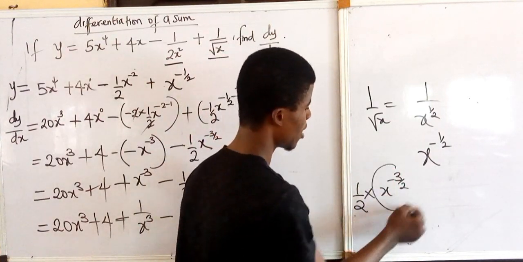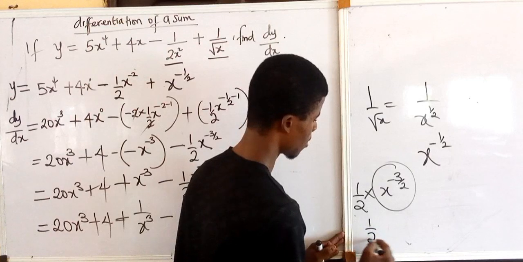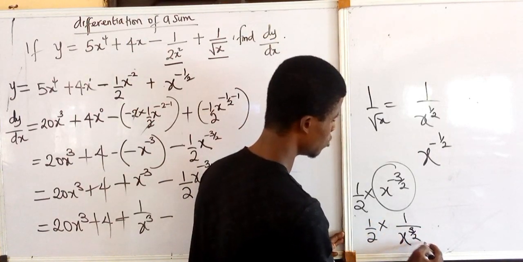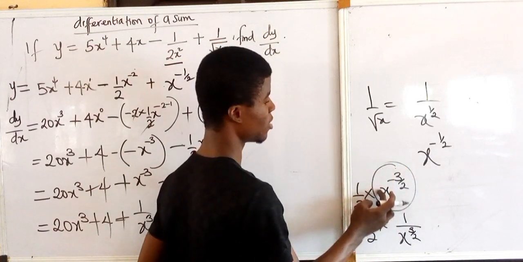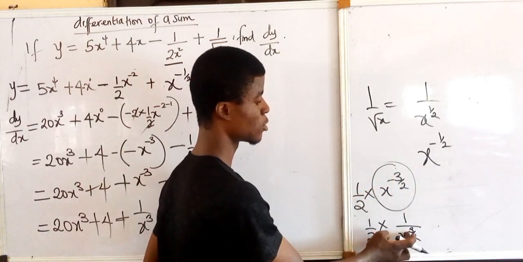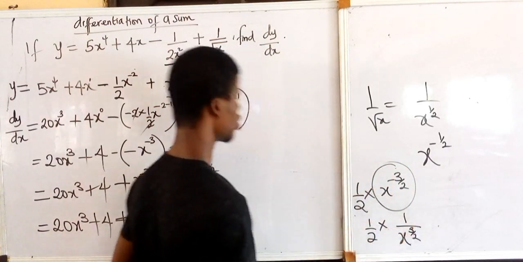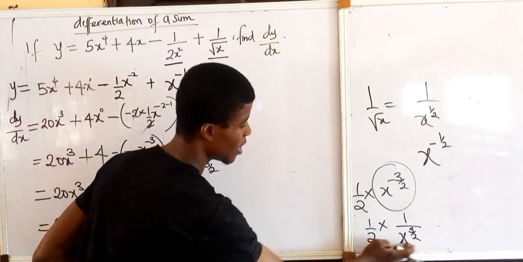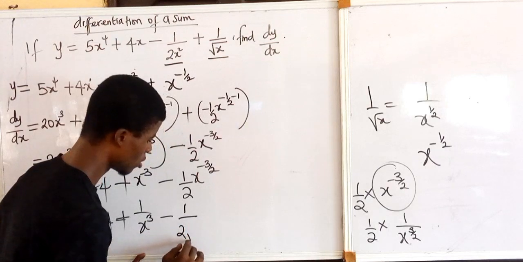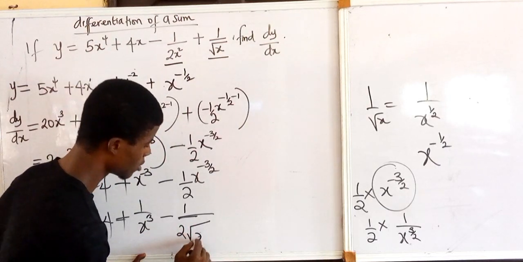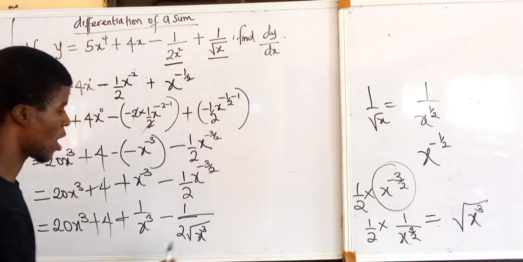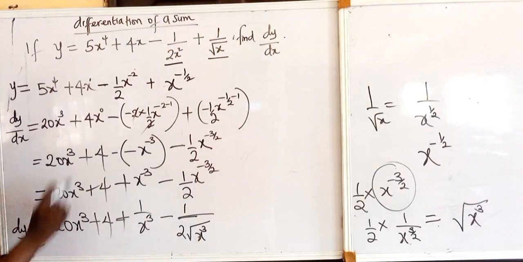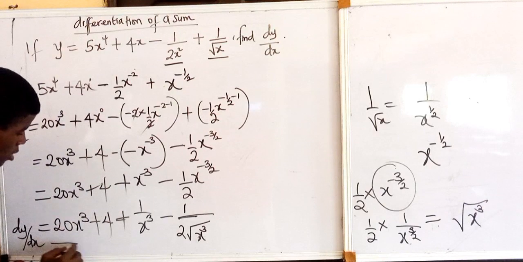Okay, so this can be written as 1 over x to the power of 3 over 2. If the reciprocal of this is taken, then the index becomes positive. So 1 times 1 is 1 over 2 times, everything I have here, 2 root x to the power of 3. So that's what I have here. So this is the dy/dx of this very function.